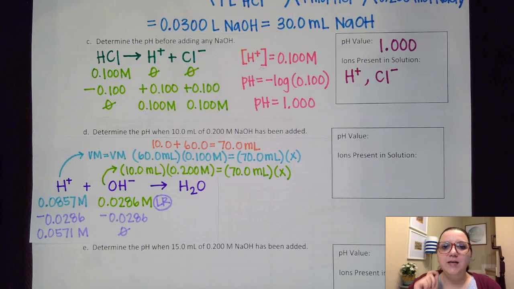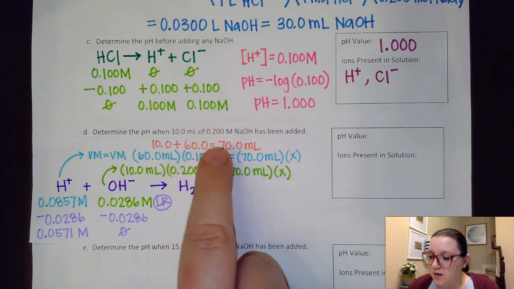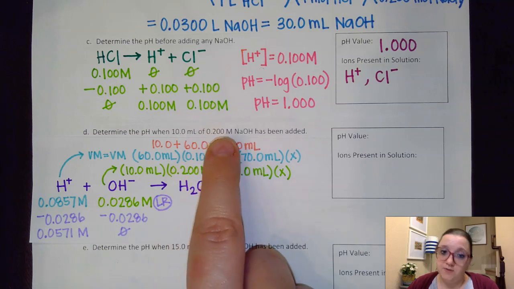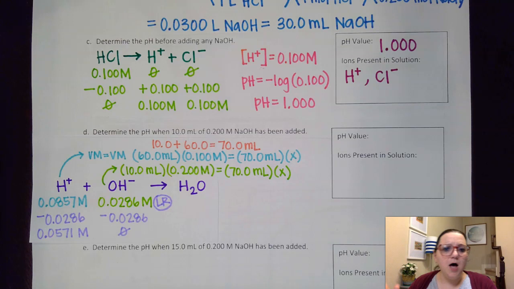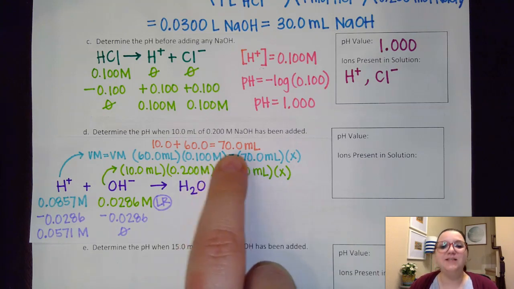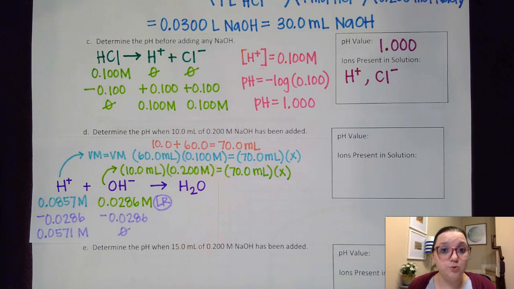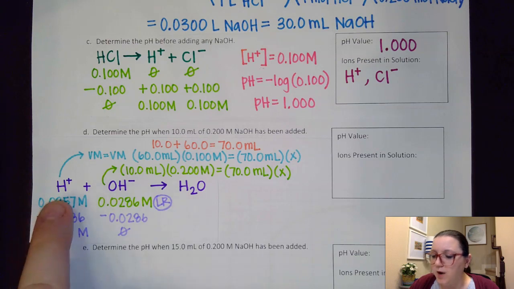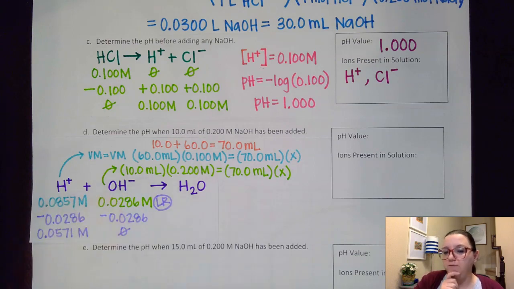D, I want to next do a dilution. I know that the molarity of NaOH was originally 0.2 in 10 milliliters. Up above, they gave us that the 60 milliliters of hydrochloric acid had a molarity of 0.1. But those aren't the molarities when I now have 70 milliliters of total solution. So I need to do a VUM calculation for both of these to figure out what's happening. Now, you notice that I did this for H and OH. Let's think about why for a minute.